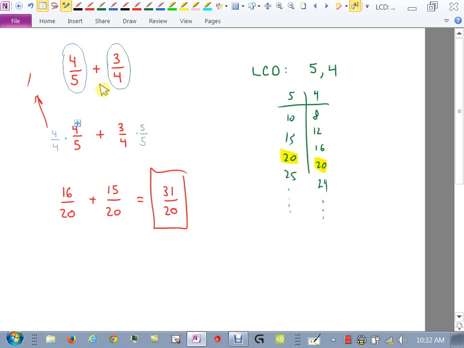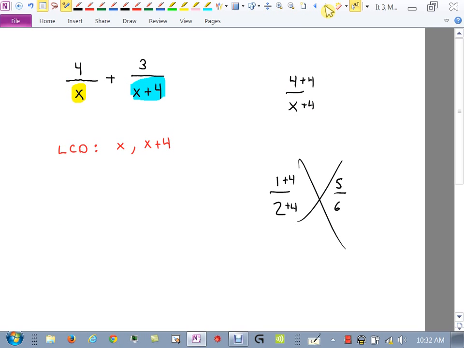Okay. It turns out that for any two fractions, if you're trying to add them and you're trying to find a common denominator, if you just multiply the two together, you get a common denominator. It may not be the least common denominator, but it is a common denominator, and that's all we need. So our approach to these problems is that when we have two different denominators, we put them into the LCD. All we do to create the LCD is multiply them together. And we actually don't even multiply them out. We just set them next to each other, like that. x times x plus 4.